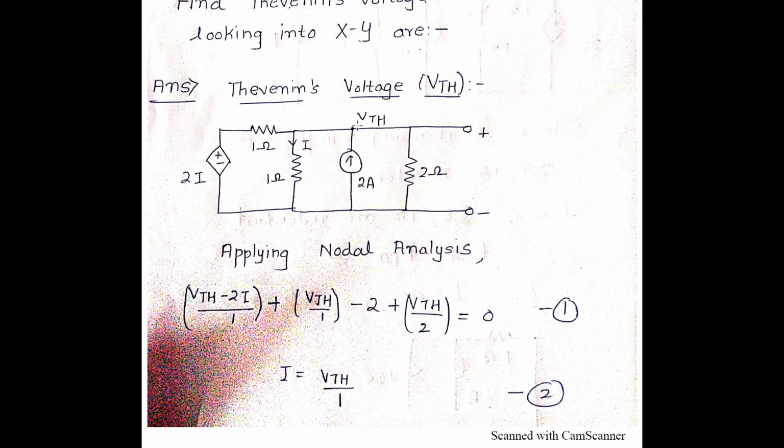We are going to assume the current is outgoing, hence we have (VTH minus 2I) upon 1 ohm plus VTH upon 1 ohm. This is incoming, but we are assuming the current to be outgoing, hence minus 2 ampere, plus VTH upon 2 is equal to 0. So we have this Thevenin's voltage diagram in which we have these two terminals. The voltage is given as VTH, and the equation is (VTH minus 2I) upon 1 ohm plus VTH upon 1 ohm minus 2 ampere plus VTH by 2 is equal to 0. If you solve it further, you will get I is equal to VTH. So this is one equation that we got.